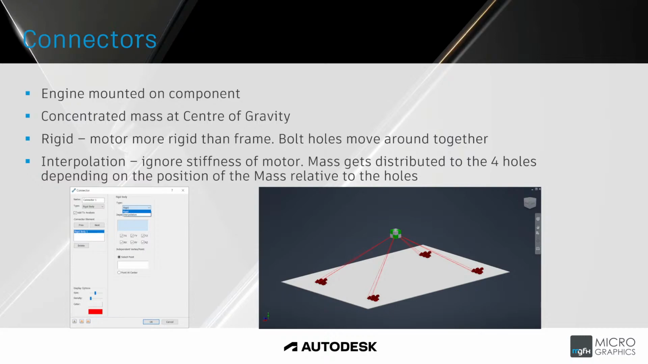Now there are 2 different types of rigid body. You've got rigid, and this is if the motor is more rigid than the frame, so your bolt holes will move around as the frame moves around as well. Or you've got interpolation, which ignores the stiffness of the motor, and the mass will get distributed to the 4 holes depending on the position of the mass relative to the holes.